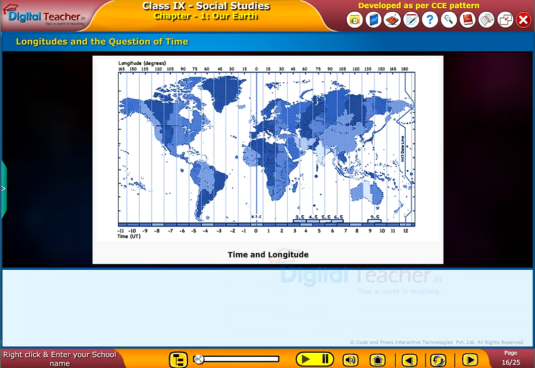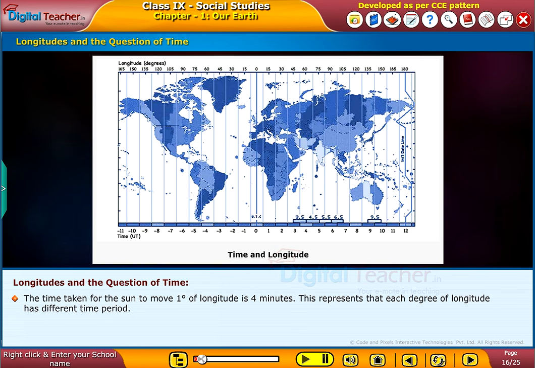Let us study about longitudes and the question of time. The time taken for the sun to move 1 degree of longitude is 4 minutes. This represents that each degree of longitude has a different time period.